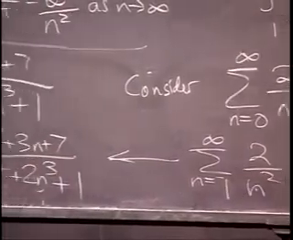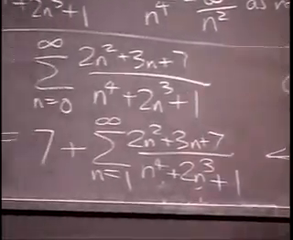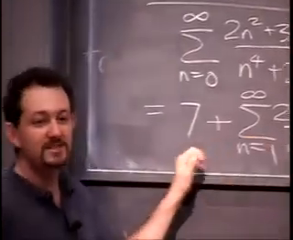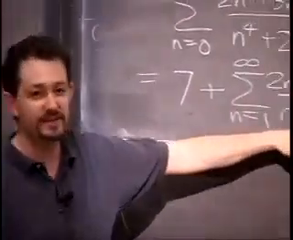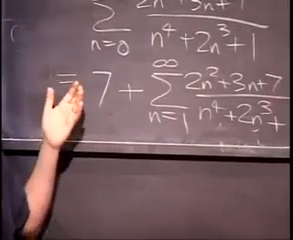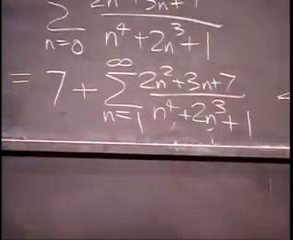How much difference does it make to add 7? If this is a finite number, adding 7, it's still finite, it's still convergent. On the other hand, if this was infinity, 7 plus infinity, it's still infinity. The first term doesn't make a difference.